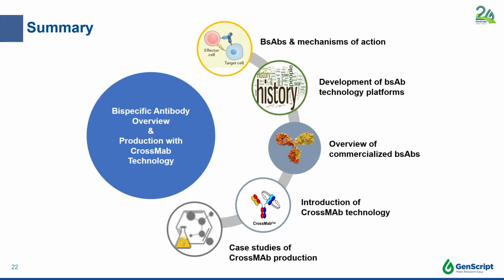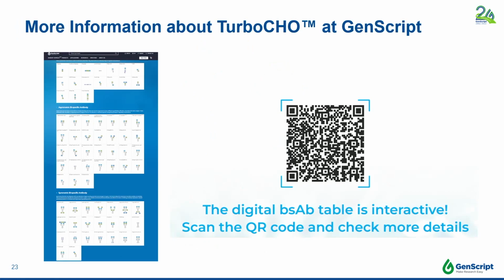So to summarize what I've talked about, I've given a quick overview about bispecific antibodies and their mechanisms of action. I've gone through the history of bispecific engineering, followed by a nice overview about some of the commercialized antibodies. I've talked about CrossMab technology and shown you some case studies from what we've done at GenScript.